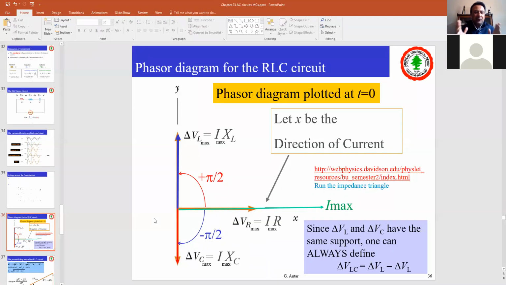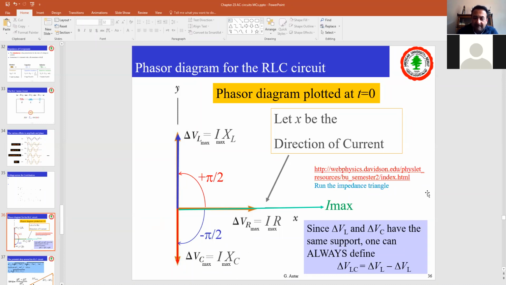But you have to be careful what is given and what is requested, okay? Here, what's given is the current, and what is requested is the potential difference. So delta VL and delta VC are collinear, so basically they lie on the same support. And I can very easily calculate delta VLC, which is equal to delta VL minus delta VC. And the arrows, I repeat, indicate they are vectors.